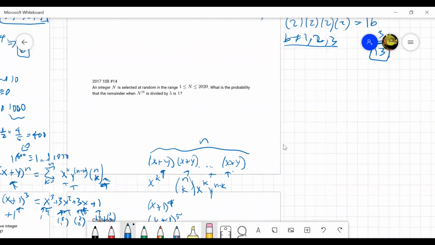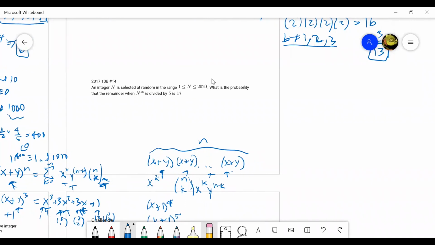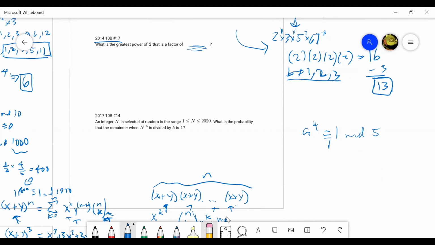So we'll go to the next one, which is: an integer n is selected at random in this range. What is the probability that n to the 16th is, oh sorry, n to the 16th is 1 mod 5? And this should immediately remind you of Euler's Totient theorem, or in a sense Fermat's little theorem, since 5 is prime, where any number to the 4th is equal to 1 mod 5. This is just a direct application of that theorem, so there's really no work up to here.